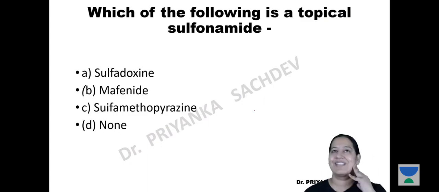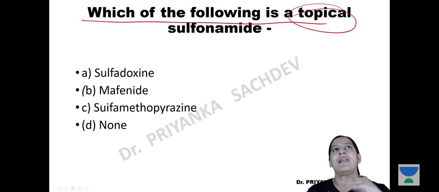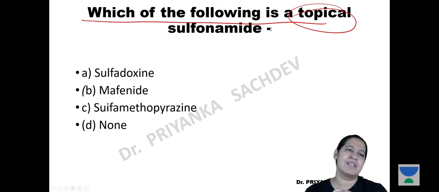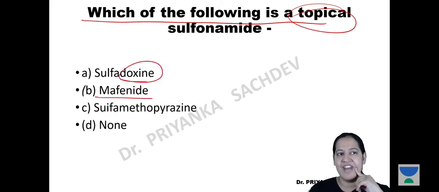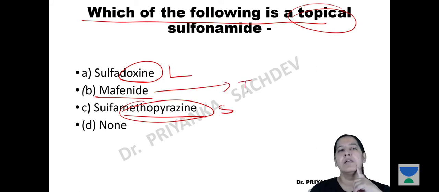So this is the next question in front of you. Here except is not asked. Which of the following is a topical sulfonamide? Be fast. Which one is topical? There is only one among these. Sulfadoxine, mafenide, sulfamethopyrazine. So doxine is long acting, sulfamethopyrazine is short acting, I guess. Mafenide is topical. So correct answer here is B.